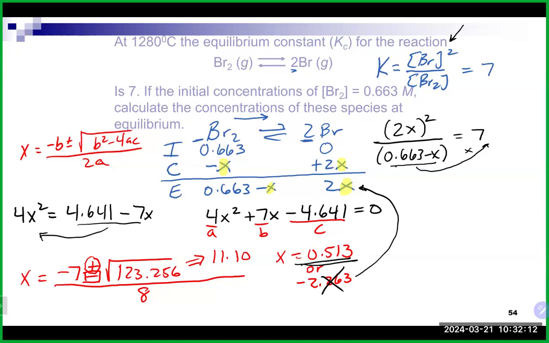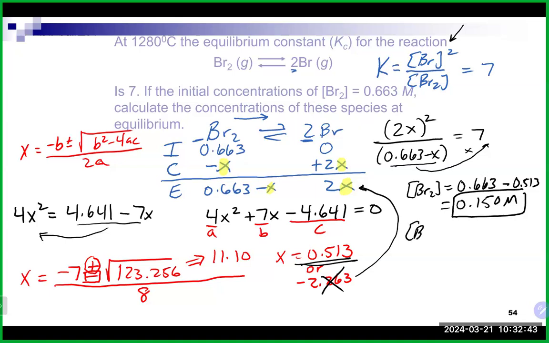0.513. So now that we have that, we can figure out the equilibrium concentration of Br2, and that would be 0.663 minus our X value of 0.513. And that's going to get us a number: 0.663 minus 0.513. There you go. Of 0.150, and this is molarity as it is a concentration.